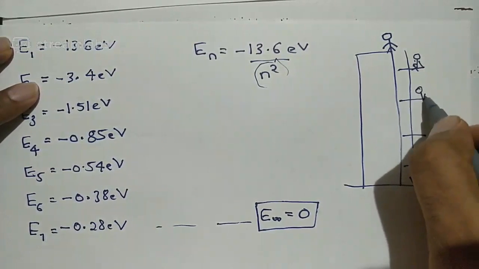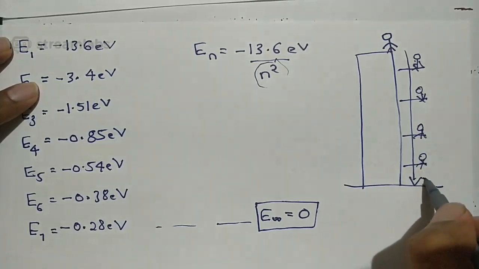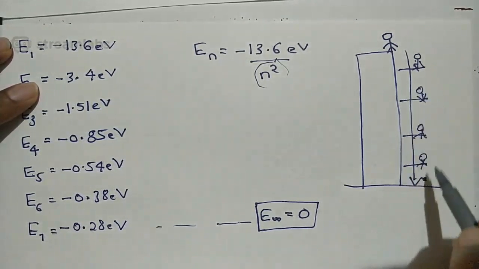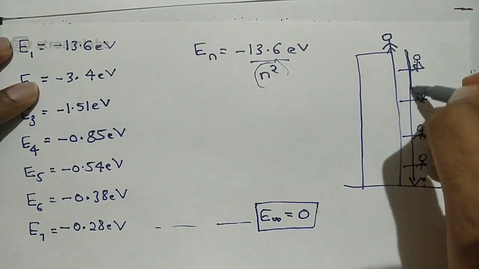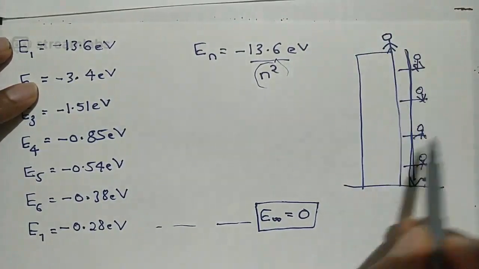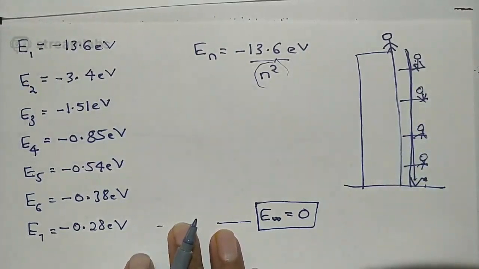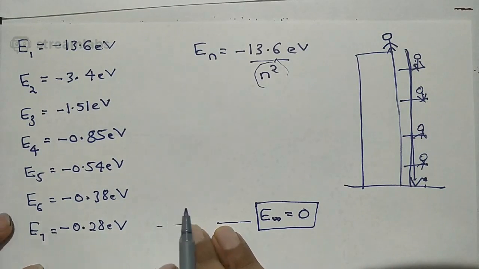Then you will jump to this energy level. Then you jump to this energy level. Then you jump to this energy level. Then you jump to this energy level. But practically, does that happen? No. Continuously you will fall. That means those energy levels are continuous.